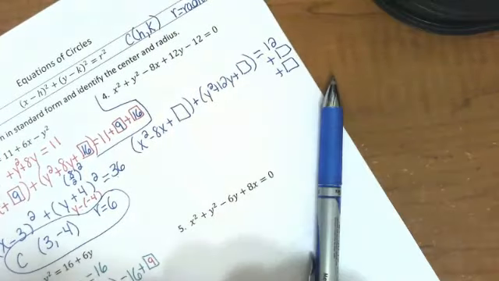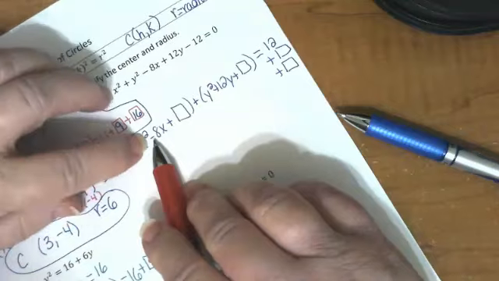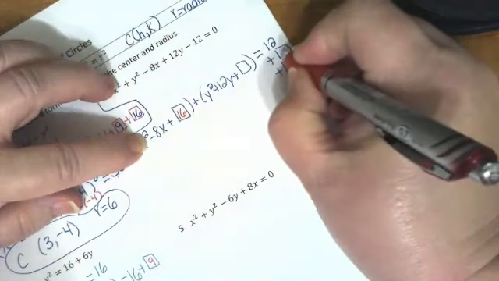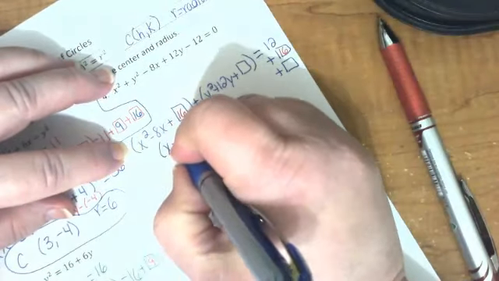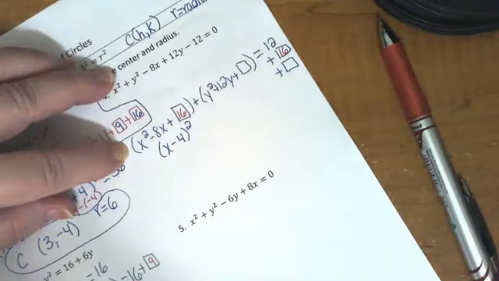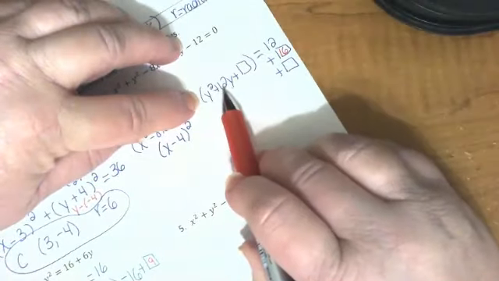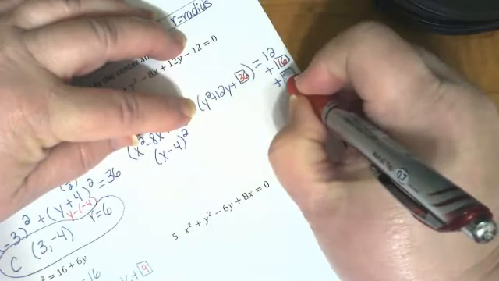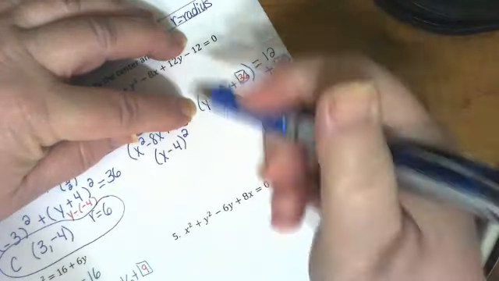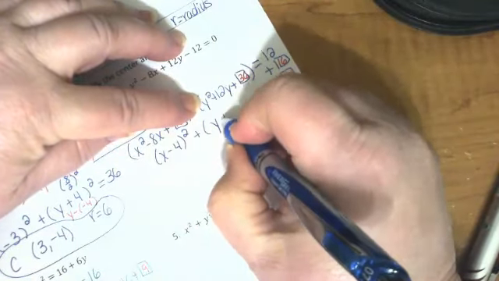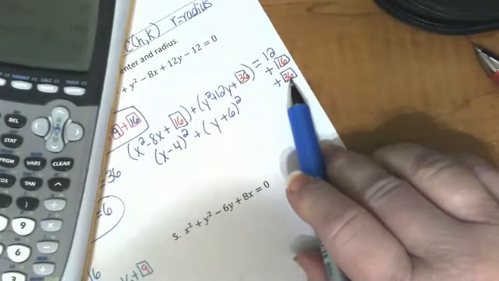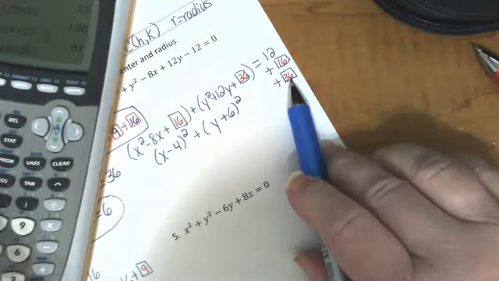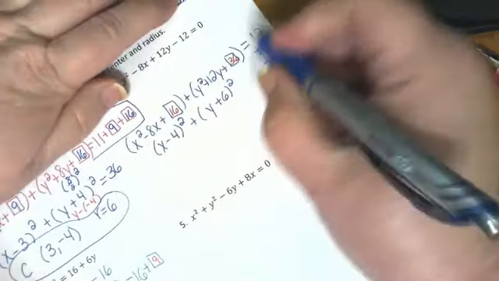So here goes. Half of 8 is -4. -4 squared is 16. So I'm going to add 16 to both sides so that this will factor into x minus 4 squared. Y squared plus 12y, half of 12 is 6. 6 squared is 36. So I'm going to add 36 to both sides. This side becomes y plus 6 squared. And over here, I'm going to add 12 plus 16 plus 36 and get 64.